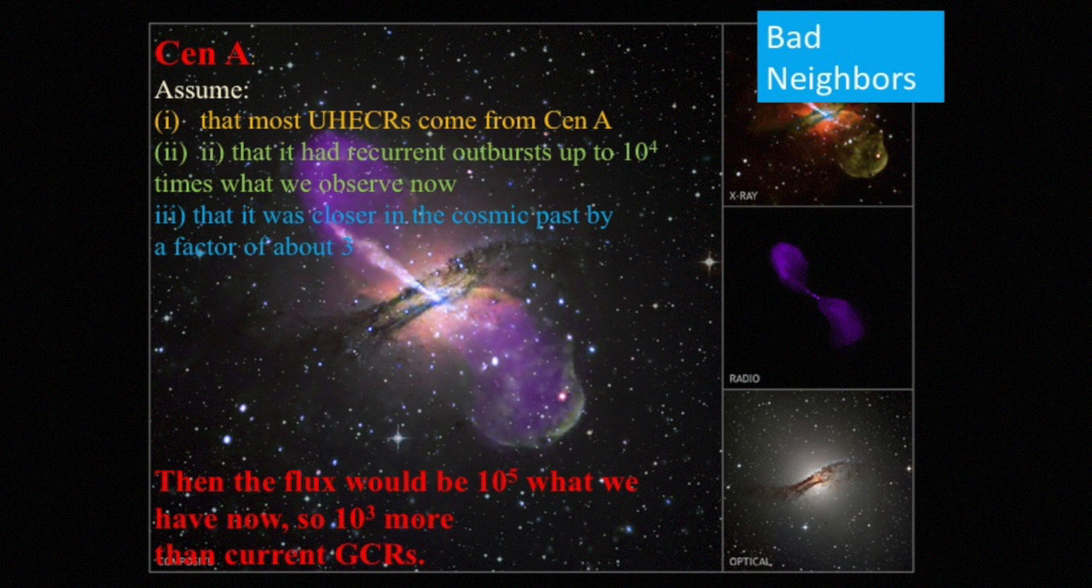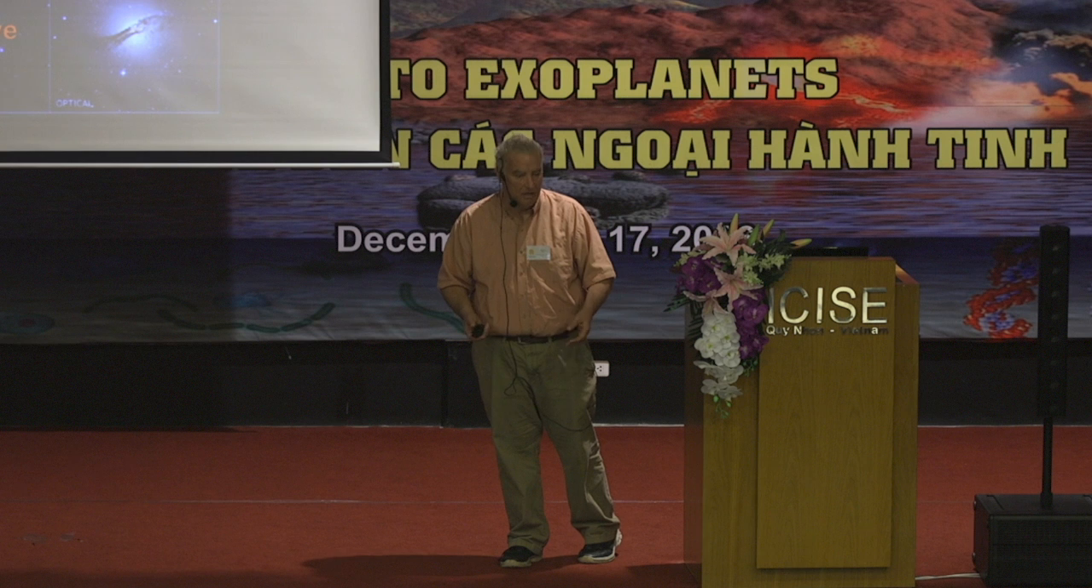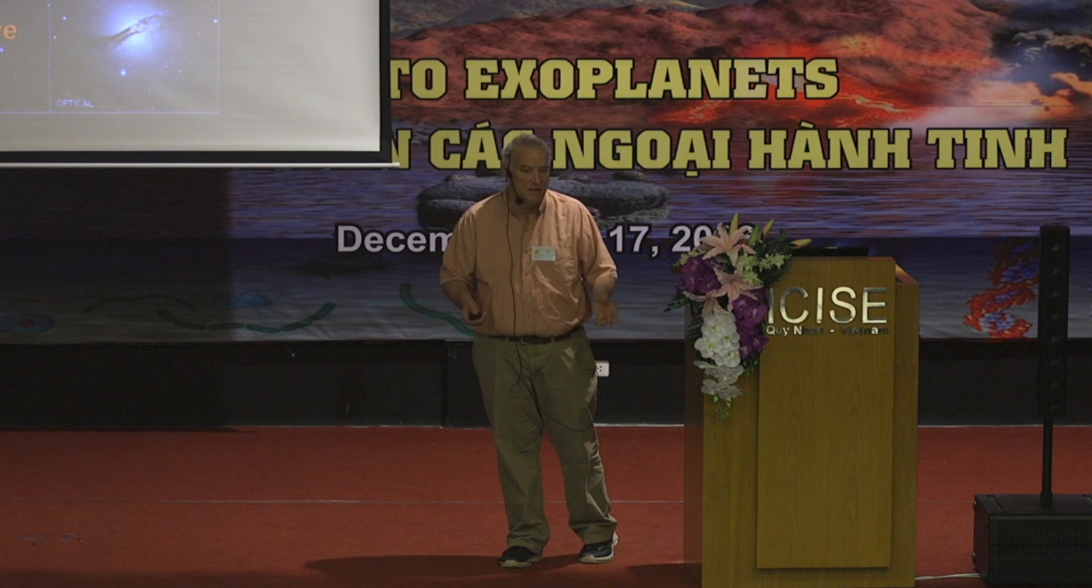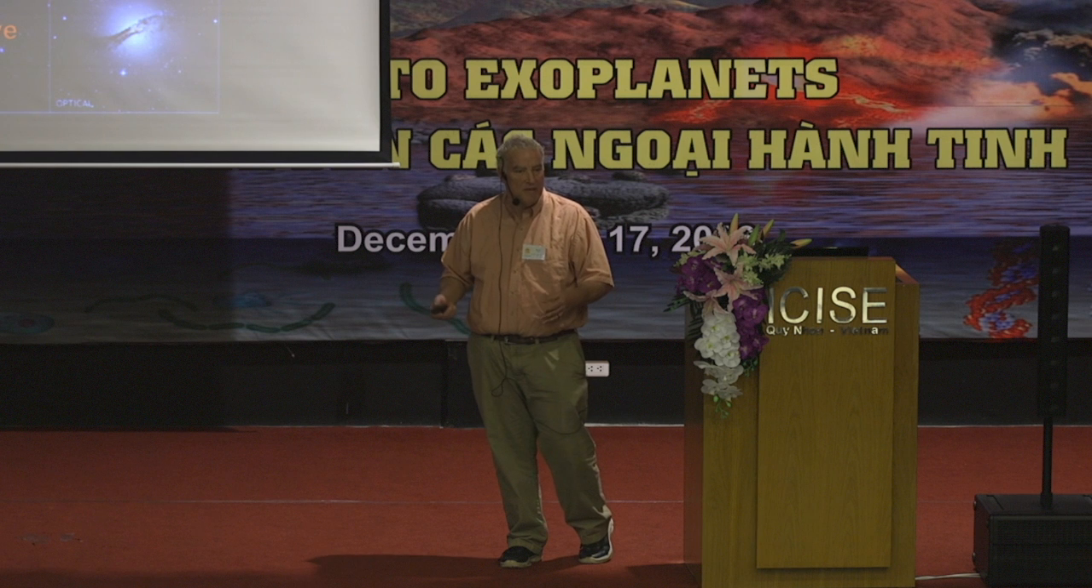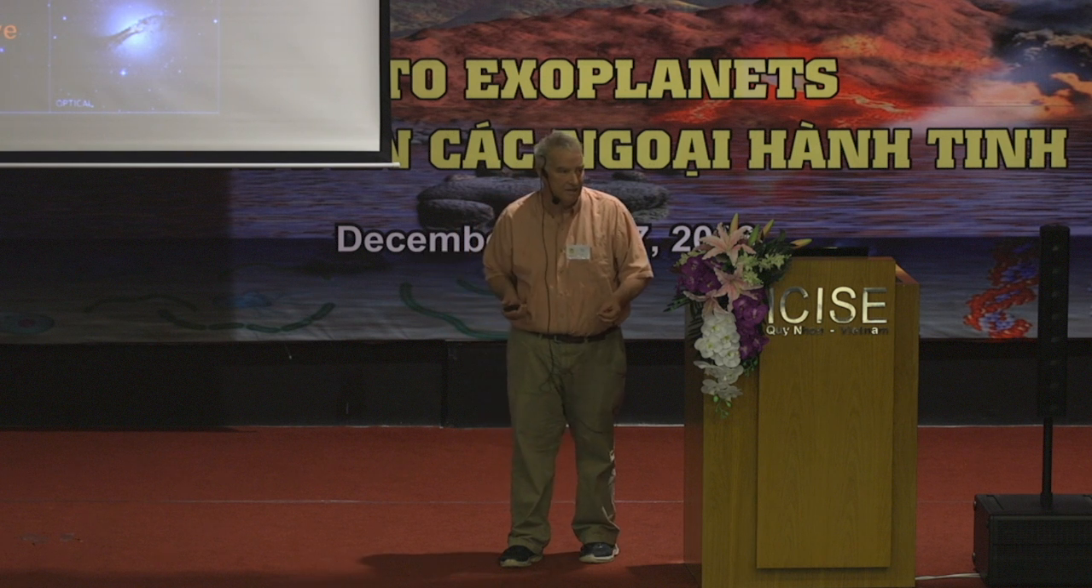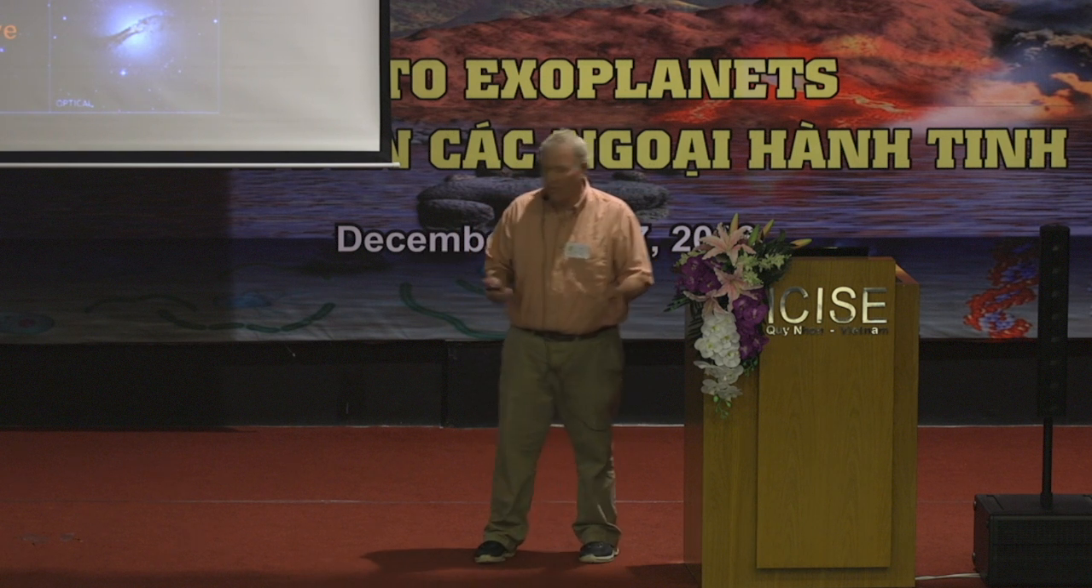And if Centaurus A were to accrete at just slightly above Eddington, then the flux would be 10 to the 5 of what we have now, 10 to the 3 more cosmic rays than we experience here. And this is because of a supermassive black hole in another galaxy.